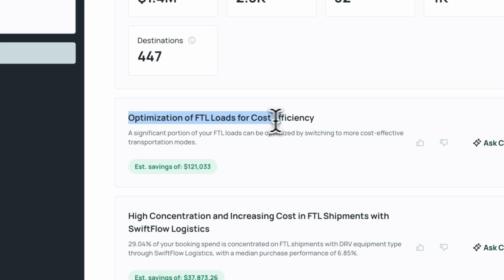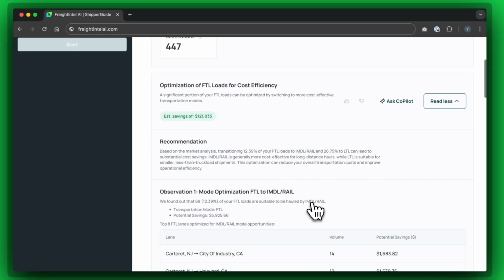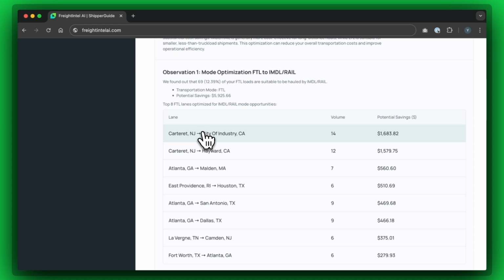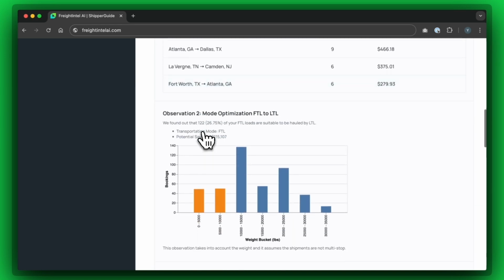Optimization of FTL loads for cost efficiency for an estimated savings of over $120,000. The shipper can click the Read More button to review the observations and suggestions. Such as the first observation suggests that this shipper could have saved money through mode optimization by moving some full truckload lanes to rail. This report shares the lanes and the estimated savings that could be achieved by moving to rail. The second observation shares that over 100 loads could have been moved by less than truckload versus full truckload for cost savings.